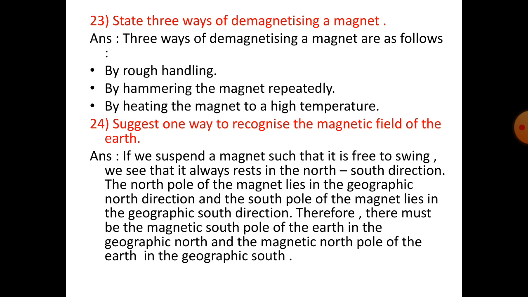Number 24. Suggest one way to recognize the magnetic field of the earth. If we suspend a magnet such that it is free to swing, we see that it always rests in the north-south direction. The north pole of the magnet lies in the geographic north direction and the south pole of the magnet lies in the geographic south direction. Therefore, there must be the magnetic south pole of the earth in the geographic north and the magnetic north pole of the earth in the geographic south.